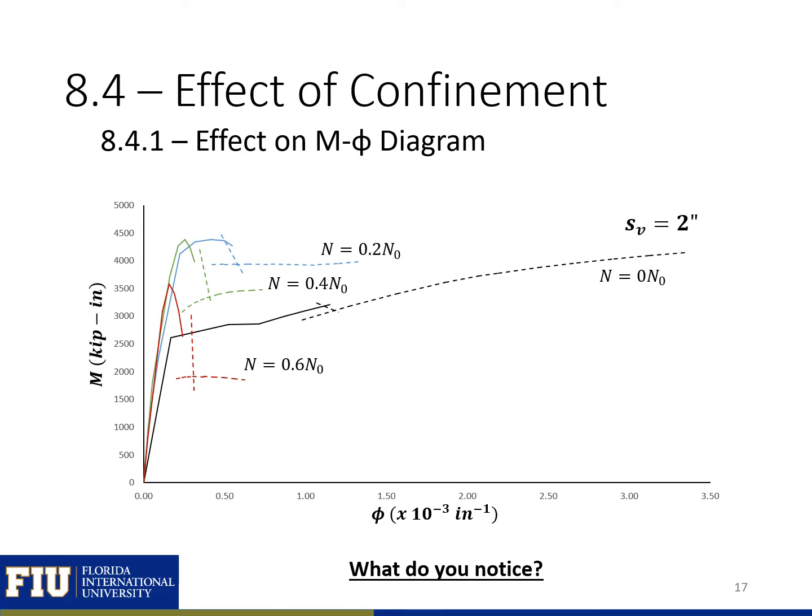Here is the moment versus curvature plot for a column with, this time, 2-inch spaced transverse ties, and with varying levels of axial load. So 0, 20, 40%, and 60% of our pure compression load. So what do you notice here?